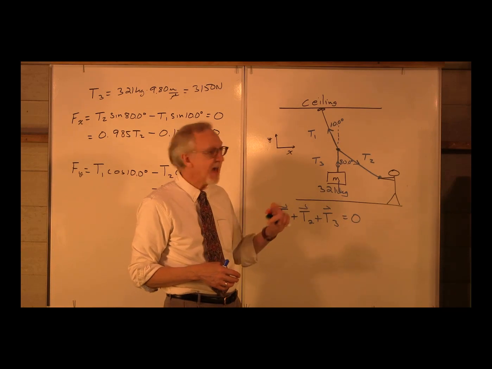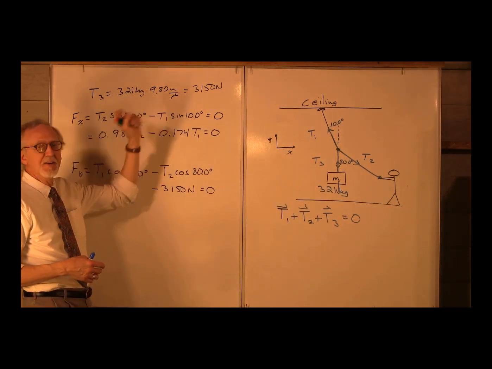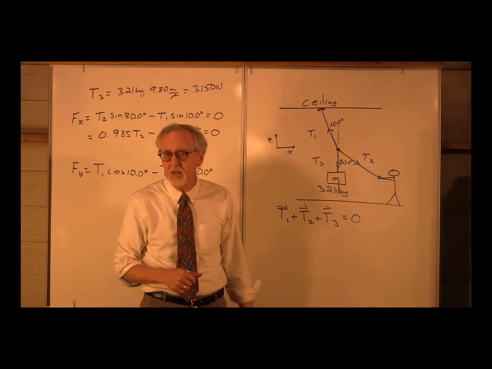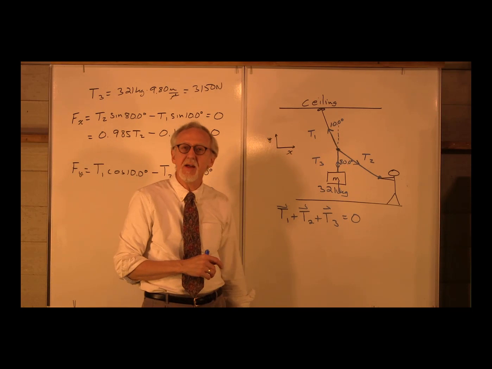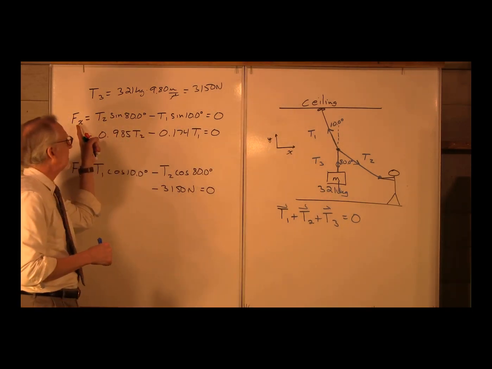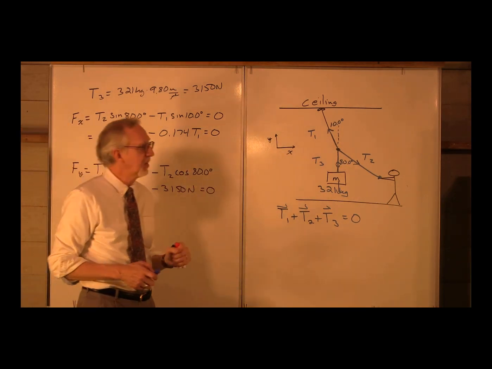Well, we can figure out what that is. T3 is just mg, so T3 is 321 times 9.8, or 3,150 newtons. So we know T3. We can just put in that number anytime we want to use T3. What about the others? Well, let's look at the x components. First of all, what's the x components of all of these forces?